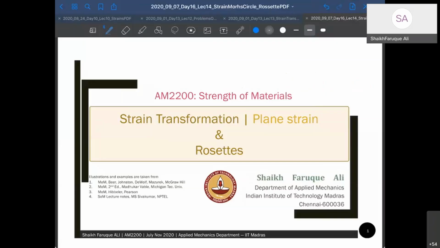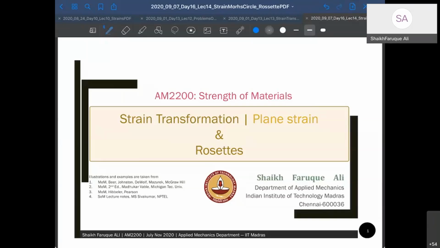We have learned about strain transformation in the last class, and we saw that it's not different from stress transformation. Today we are going to use Mohr's circle. What we have used for stress transformation will be used here also for strain transformation.